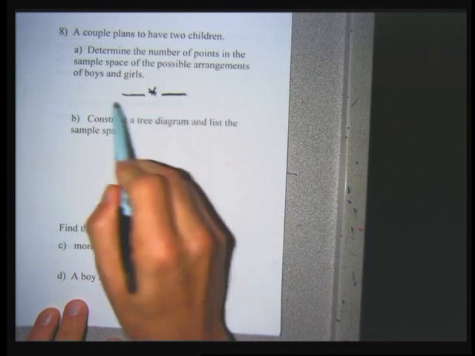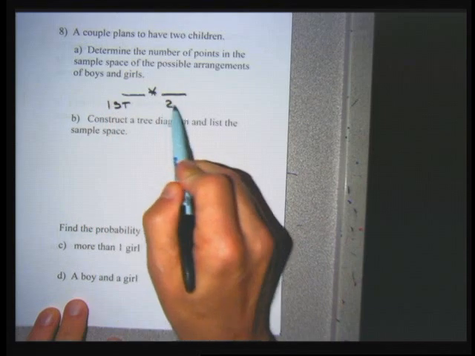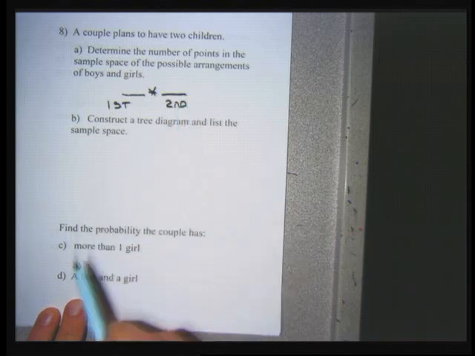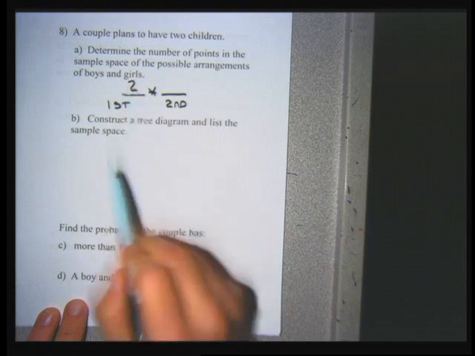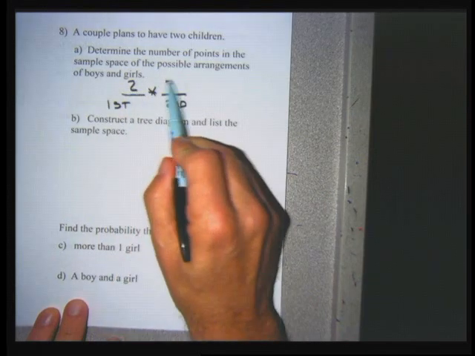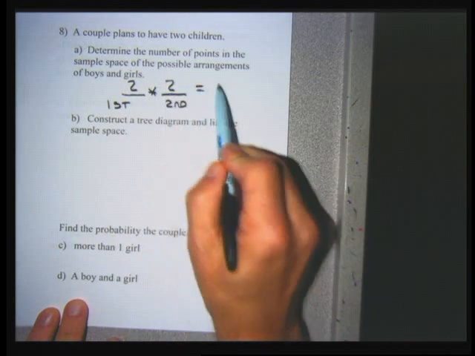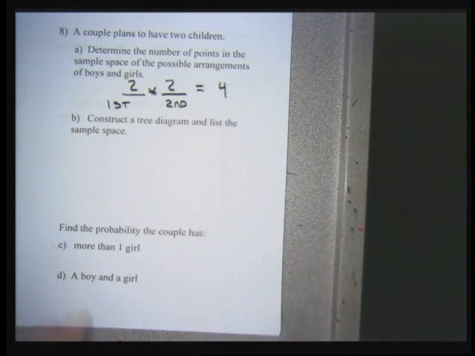You're going to make 2 dashes, 1 for each kid. And above those dashes, you're going to write the number of possibilities. Well, for the first kid, there's 2 possibilities. It can be a boy or a girl. For the second kid, there's 2 possibilities. It can be a boy or a girl. So my sample space, when I list all the possible orderings of 2 kids, having boys and girls listed in all the possible orders, there's going to be 4 elements in the sample space.